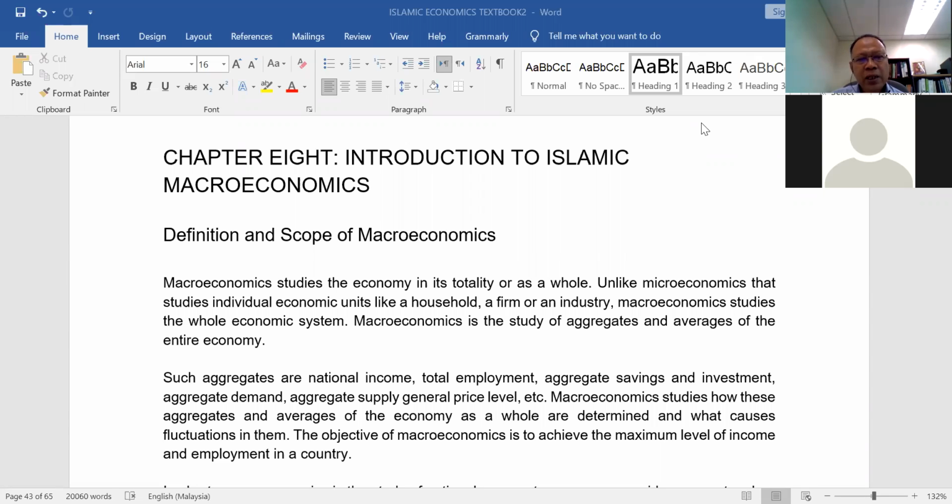Macroeconomics studies the economy in its totality or as a whole or as aggregate. So unlike microeconomics that studies individual economic units like consumers, households, firms, or industry, macroeconomics studies the whole economic system. So macroeconomics is the study of aggregates and averages of the entire economy, of the entire country.